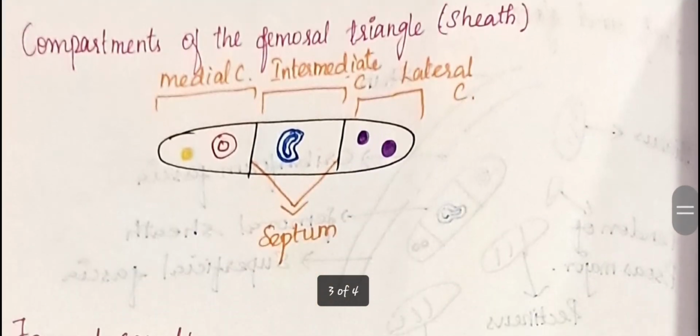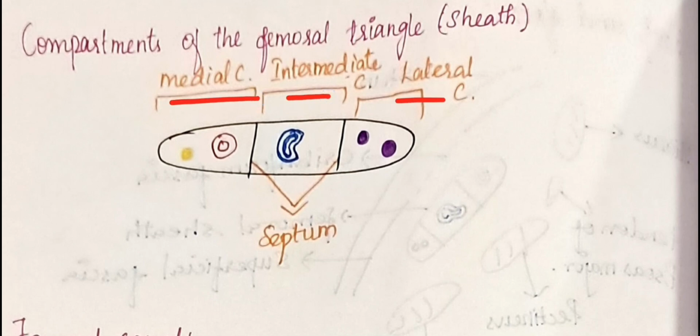Coming to the compartments of the femoral sheath, we have the medial, intermediate and lateral compartments. The content of the medial compartment is the femoral artery and the genital branch of the genitofemoral nerve. The lymph nodes are present in the lateral compartment. In the intermediate compartment we have the femoral vein.